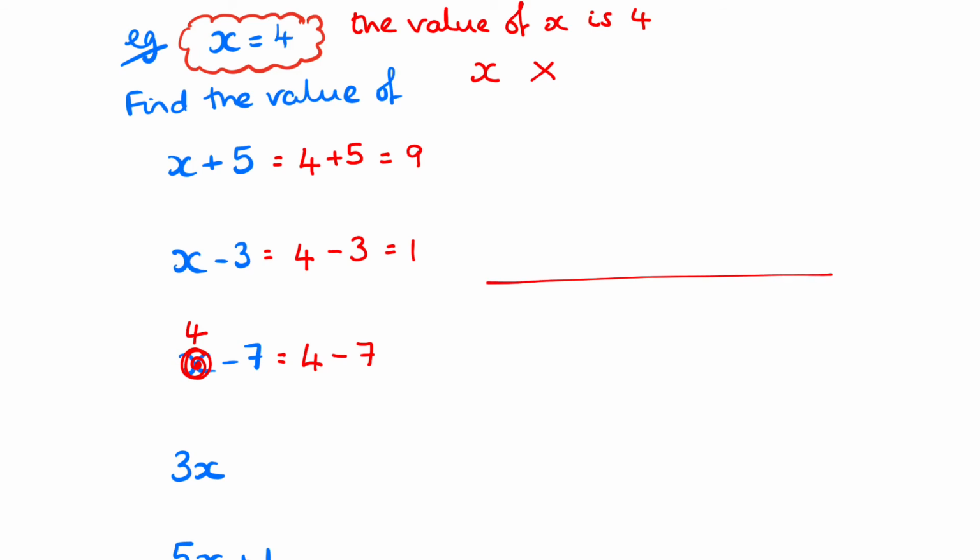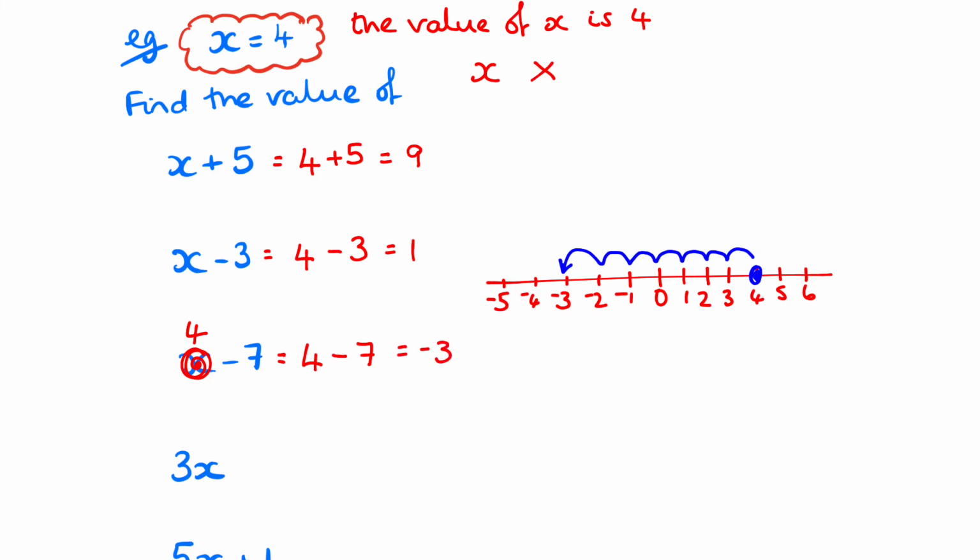So on our number line, we've got 1, 2, 3, 4, and then we'd have 5, 6 and so on. And on this side, we've got -1, -2, -3, -4, -5 and so on. So if we start at 4 and move down 7, because we're taking away 7, remember you don't count the 4 as having moved because you haven't moved yet. So it's 1, 2, 3, 4, 5, 6, 7. So 4 take away 7 we can see is -3.